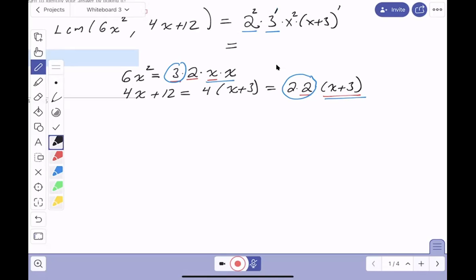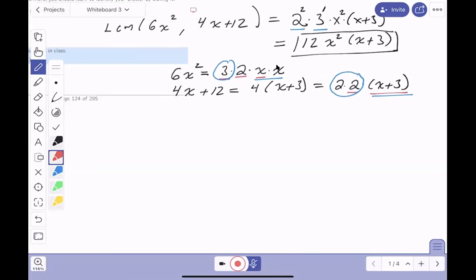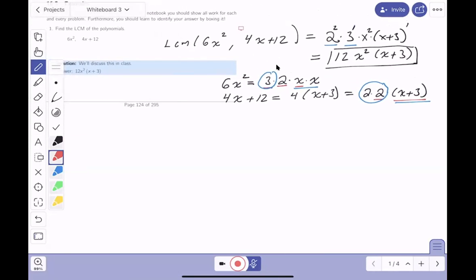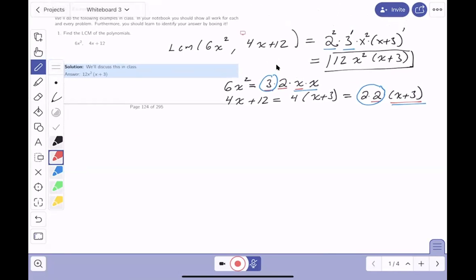Of course, I want to simplify this, because it just doesn't look right to me. 2 squared is 4. 3 to the first power is 3. 4 times 3 is 12. Then x squared, x plus 3. I want to go back to the key, and I'm hoping that you're willing to do that as well, to verify that what you're saying is true. Someone's going to say, do I need to do all that work? I don't know, but the bottom line is you need to get that LCM, least common multiple, right? 12x squared, x plus 3.